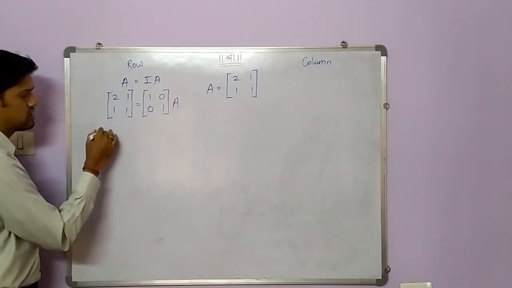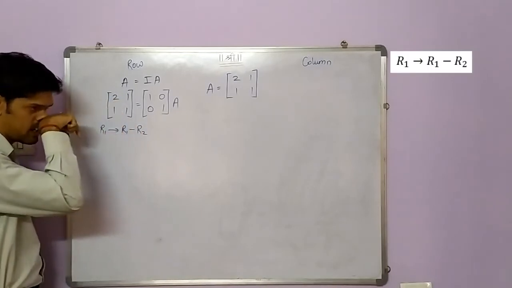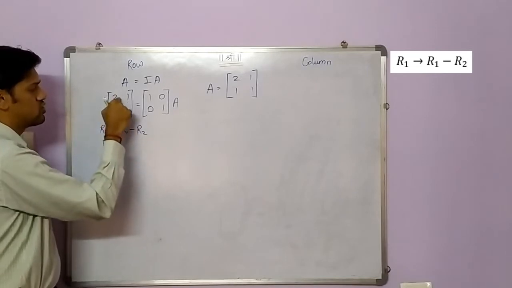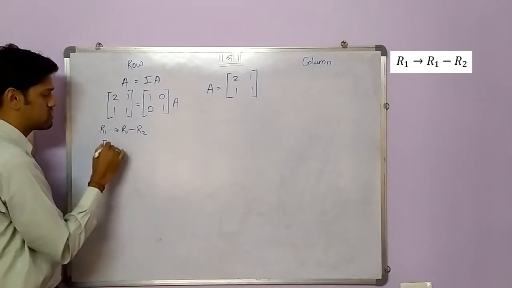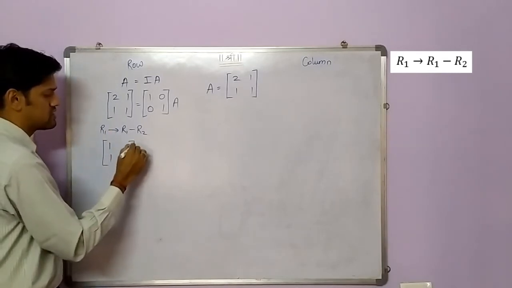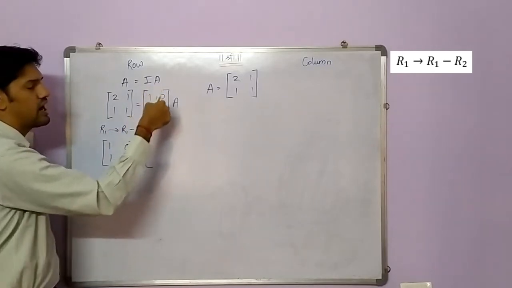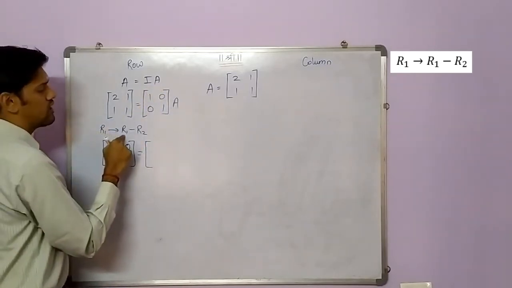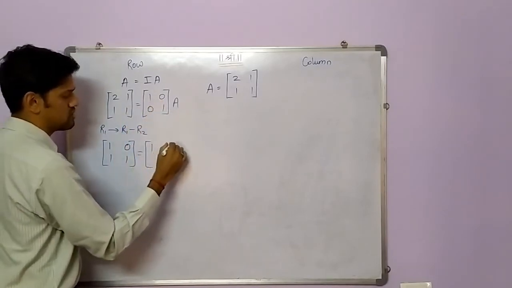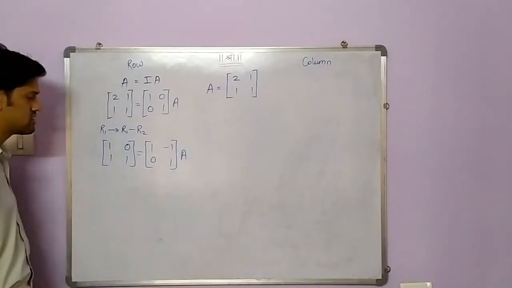So what I will do is R1 becomes R1 minus R2. If I do 2 minus 1, it will become 1. So the entire first row I am changing this way, R1 minus R2. So 2 minus 1 is 1, 1 minus 1 is 0. R2 will remain as it is, and the same will apply to this identity matrix. So R1 minus R2: 1 minus 0 is 1, 0 minus 1 is minus 1. This will remain as it is, A will remain as it is.